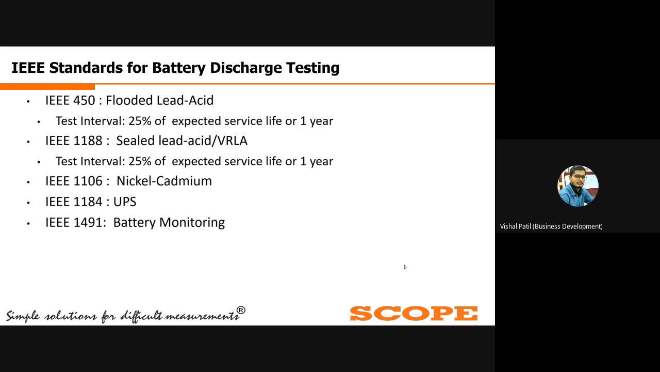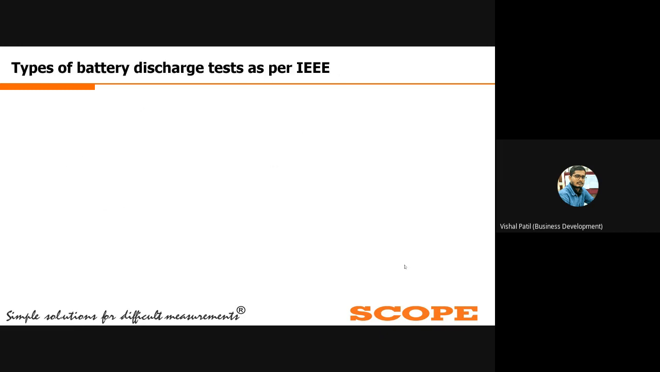Now we will see a few general pieces of information that are mentioned and are common in most of the IEEE standards. First, there are different types of battery discharge tests mentioned in these IEEE standards. The first test is the acceptance test or the commissioning test. The next test is the performance and modified performance test. This acceptance test will be conducted at the time of installation of a new battery bank.